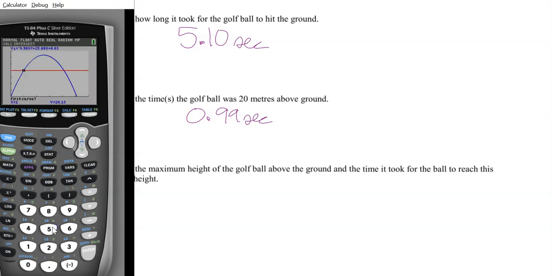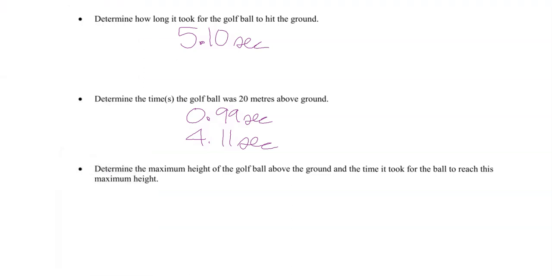And we're going to do intersect again. And this time, I can move along the blue curve. No, now I have to do some more. Up to the point of intersection. So you can see it's around 4. So 4.11 seconds. So 0.99 seconds after the ball is hit, it will reach a height of 20 meters. It'll continue going up, and then at a time of 4.11 seconds, it will be coming down and will also reach a height of 20 meters. So there are 2 times.